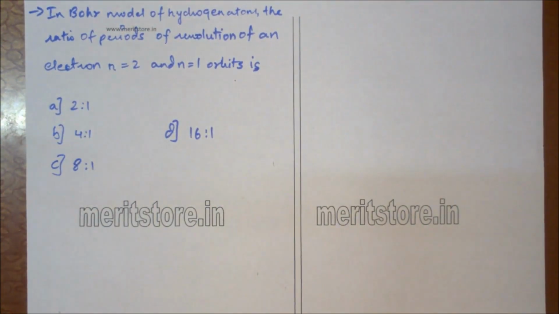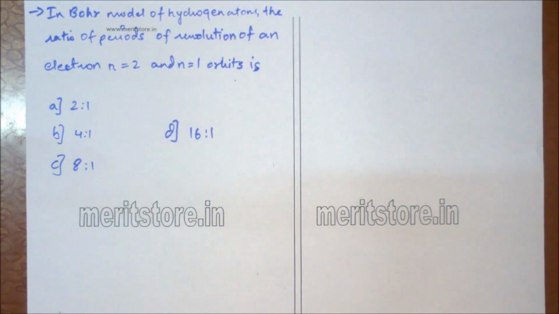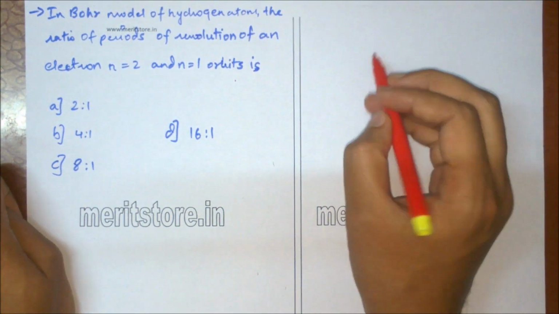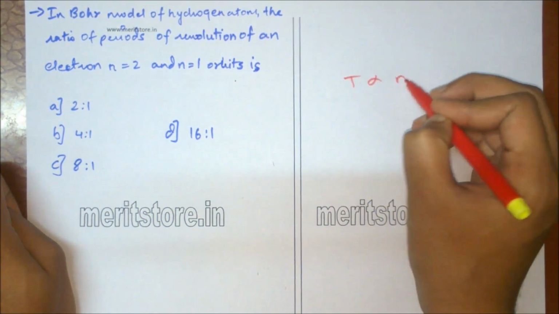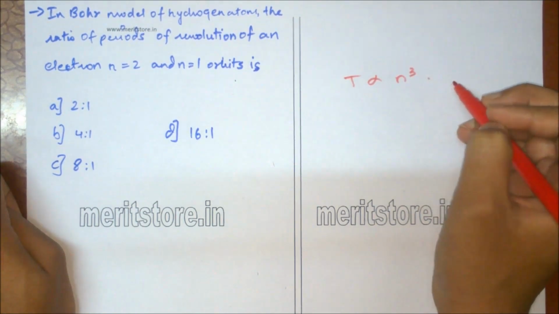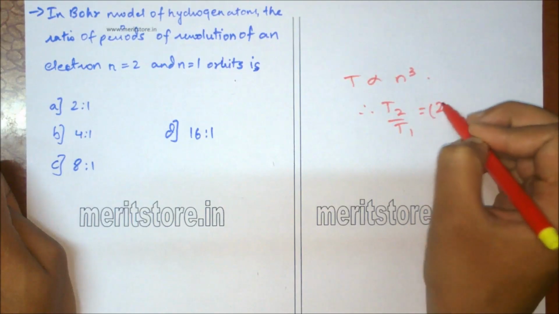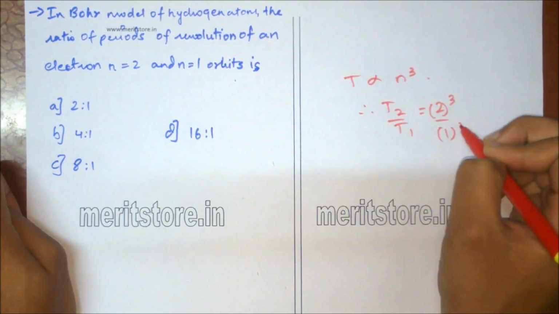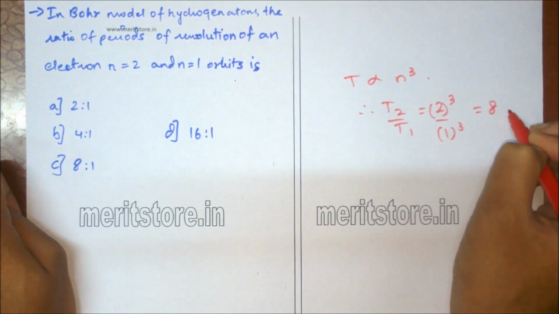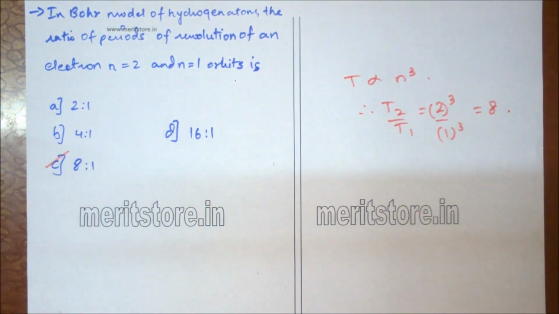In Bohr model of hydrogen atom, the ratio of periods of revolution of an electron in n is equal to 2 and n is equal to 1 orbit is. We know that period of revolution is directly proportional to n cube. Therefore, T2 upon T1 is equal to 2 cube upon 1 cube, which is equal to 8. So option C is the correct answer.